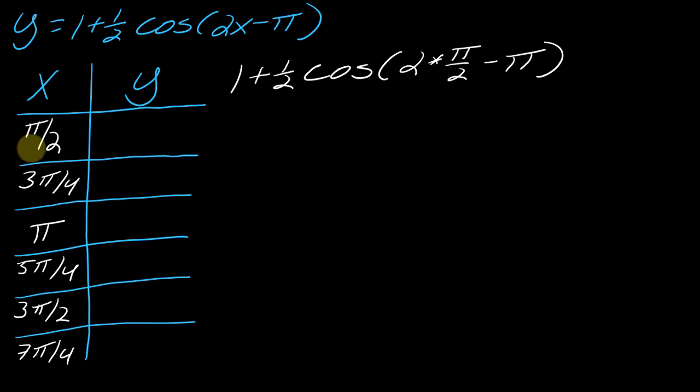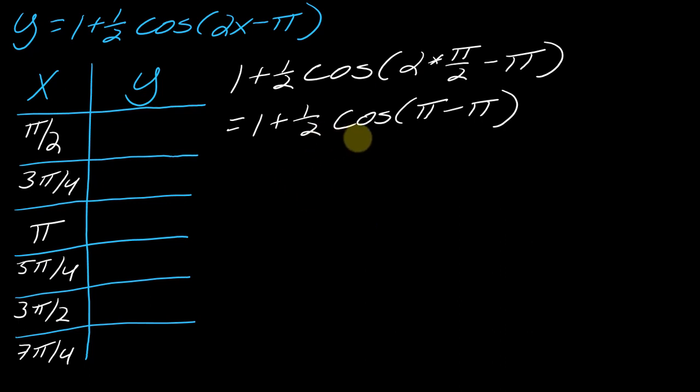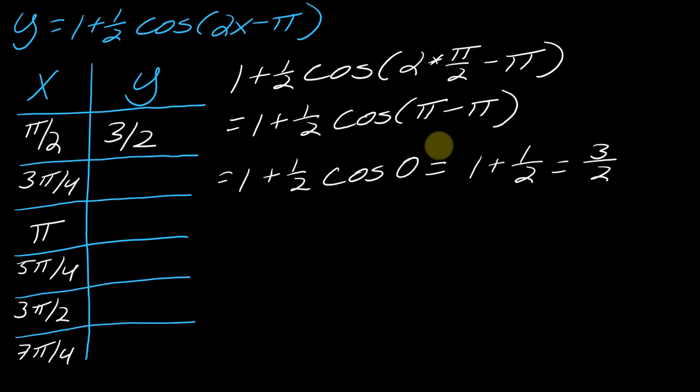So I'll start with pi over 2. I plug pi over 2 into this function. So I have 1 plus 1/2 cosine of 2 times pi over 2 minus pi. Okay, so I've got to work this whole inside part out. This part here comes out to pi, so I'm left with pi minus pi. And so I'm left with 1 plus 1/2 cosine of 0. Cosine of 0 is just equal to 1. And so this comes out to 1 plus 1/2, so this will equal 3/2.